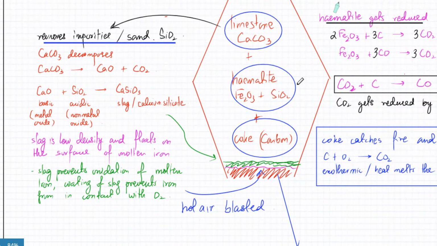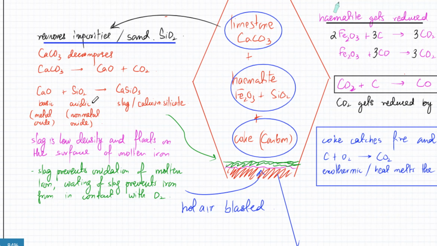I mean, if you take a rock, hematite, which is a rock, it's going to contain iron oxide, but it's going to contain a lot of other things as well, which are unwanted. So the sand is removed because sand is acidic. Non-metal oxides are usually acidic. You add limestone, which is calcium carbonate, basically chalk or marble. It decomposes to form a metal oxide, which is basic.